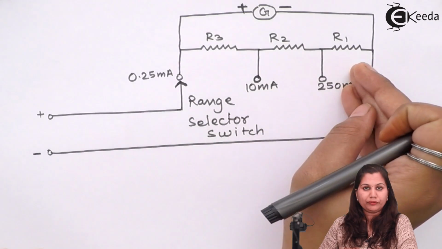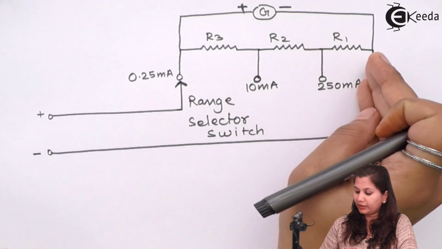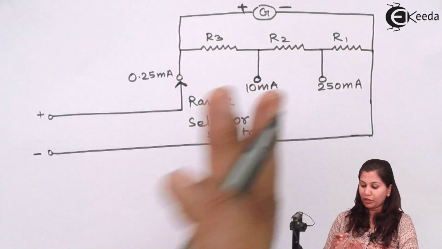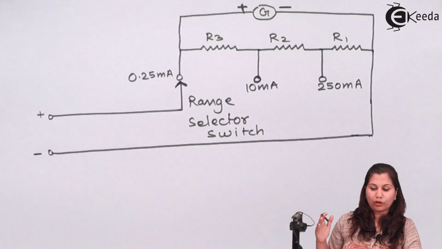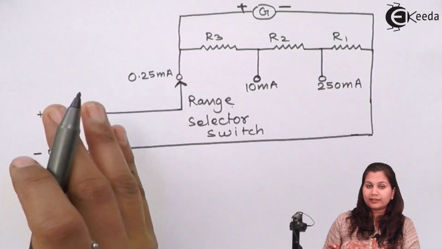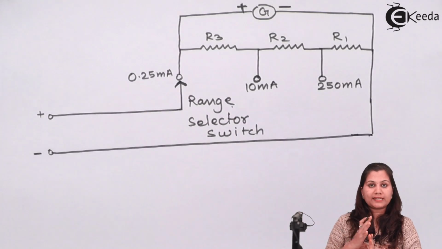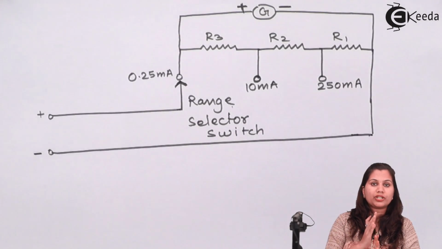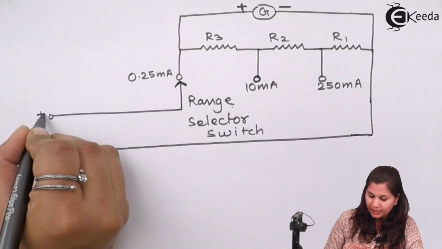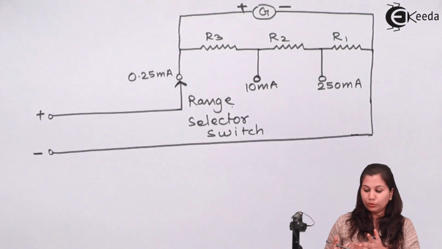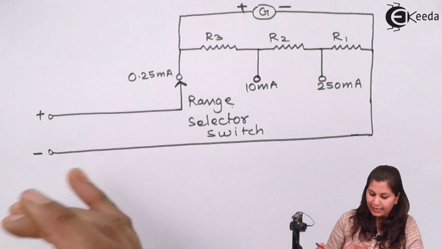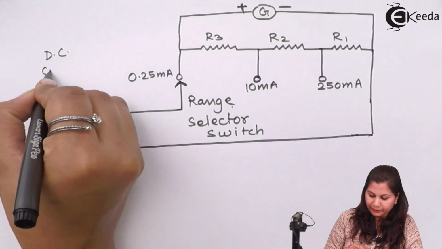If we want to measure a current greater than 250 milliamperes, then the range selector switch will be kept at a different position. So according to the range of current which we want to measure, the position of the range selector switch is changing. And as the current which we want to measure is increasing, the value of the shunt resistance is decreasing. These are the positive and the negative, that is the two leads of the galvanometer or the analog multimeter, and this is the DC current measurement.